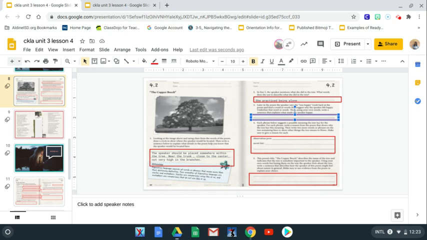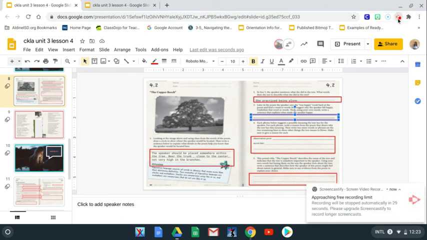Number 3, it says later in the poem, the speaker says she was happy. Look at the poem and find a word or words that suggest why the speaker felt happy. And then we're going to underline those words. And then we're going to use those words to write a sentence that explains what made the speaker happy. Okay, so let's look in our poem to see those things.